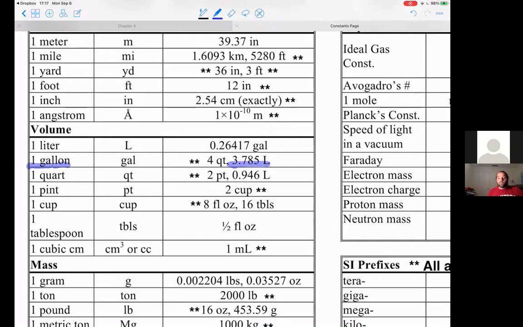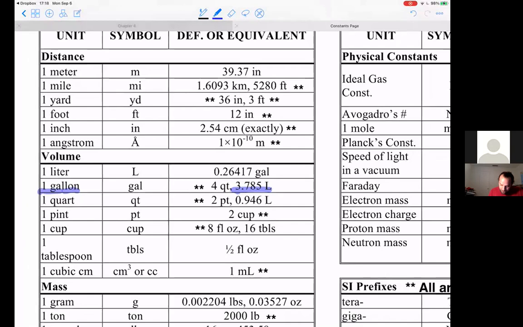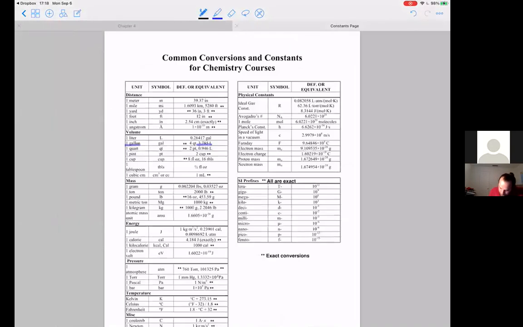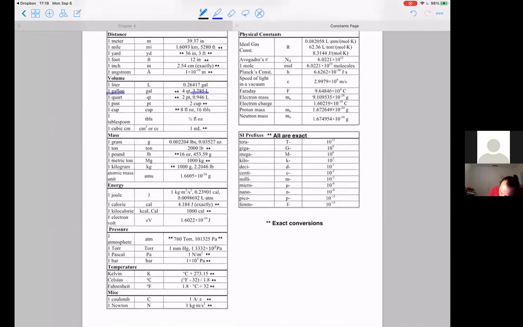It doesn't matter which one of these you were to use, right? If you were to say 1 gallon equals 3.785 liters, or 1 liter equals 0.26417 gallons, and convert either of these statements into a conversion factor, you would get the exact same answer. Okay, so you could just pick one and go with it. It'll always give you the same answer.